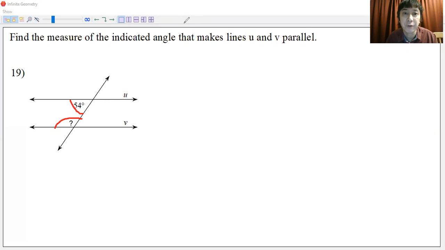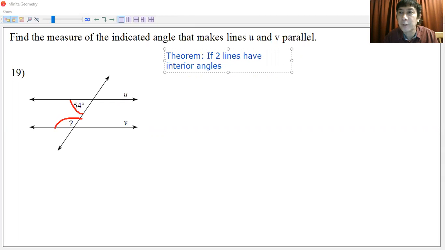So we have a different theorem here. Okay, let's have the fourth theorem. And this is if two lines have interior angles on the same side of the transversal that are supplementary.